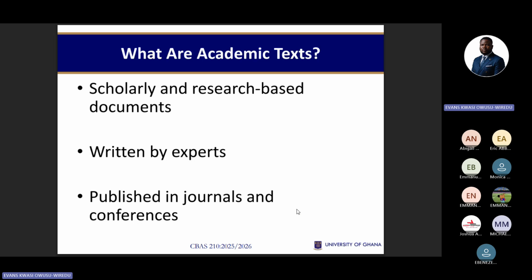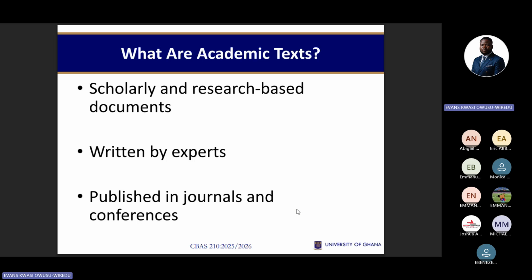So when we say academic texts, these are examples of what they entail. That's number one. Another example of what they entail is what? Written by experts. So you are the expert. You get it? Academic texts are written by experts. So you are the experts. The lecturer is the expert.